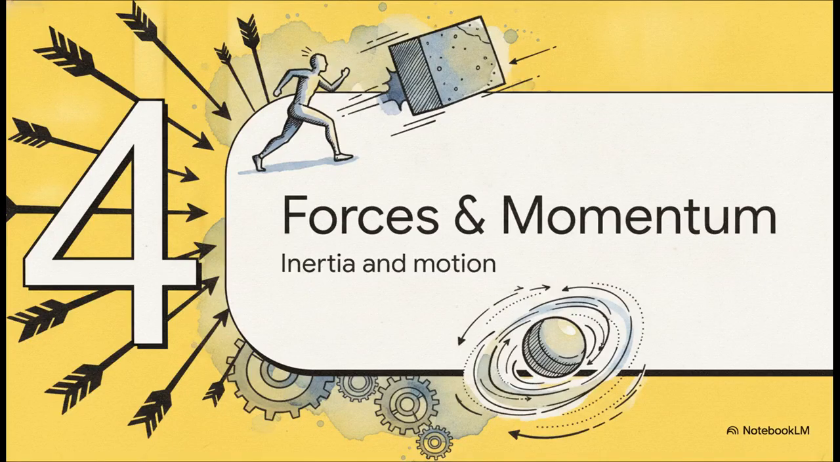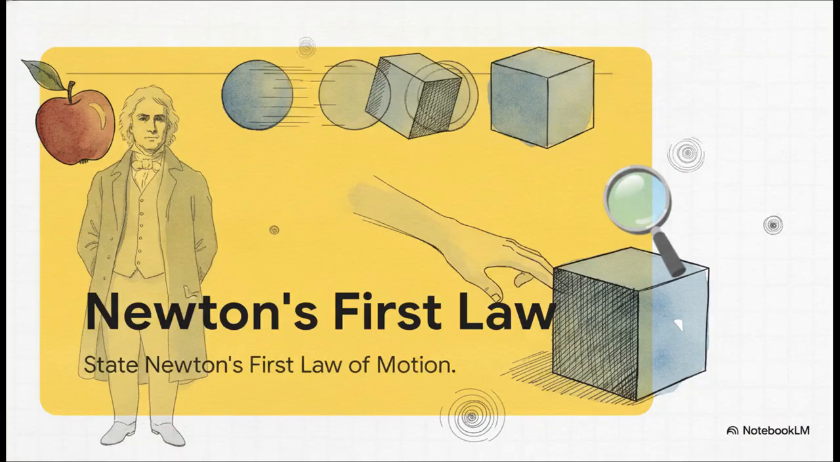Which brings us to our final section, Section 4, Forces, Inertia, and Momentum. Look, you simply can't talk about motion without talking about Sir Isaac Newton. We're asked to state Newton's first law of motion, and it is beautifully simple. An object at rest stays at rest, and an object in motion stays in motion with the same speed and in the same direction unless acted upon by an external force. Basically, things are inherently lazy. They just want to keep doing exactly what they're already doing.